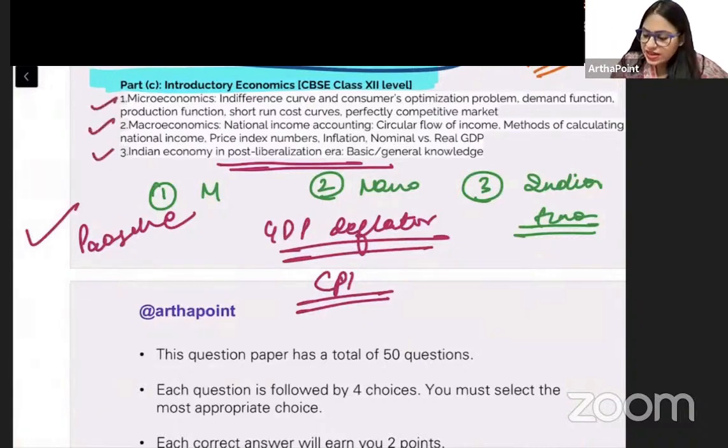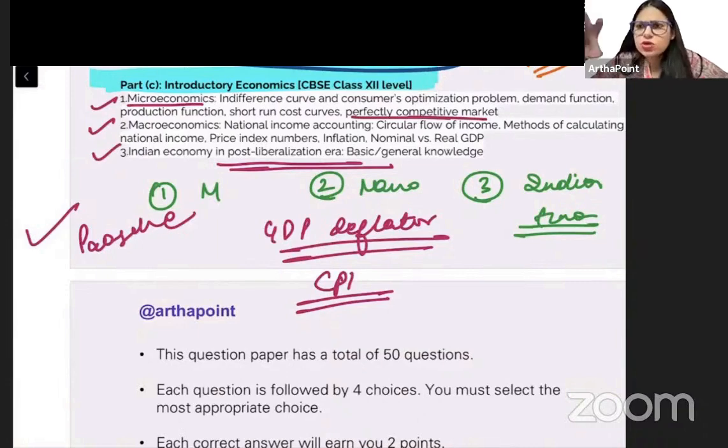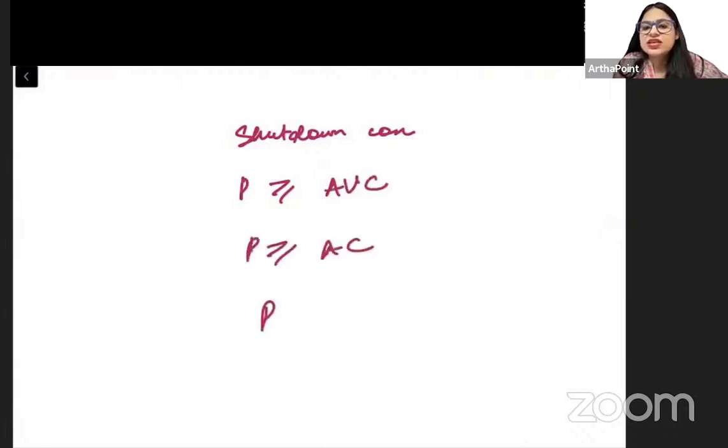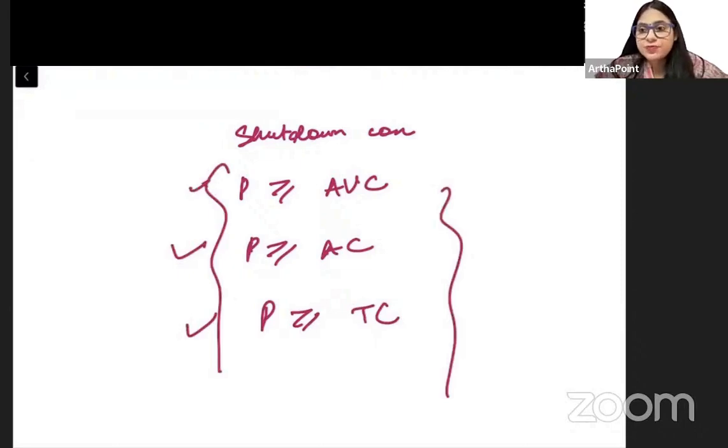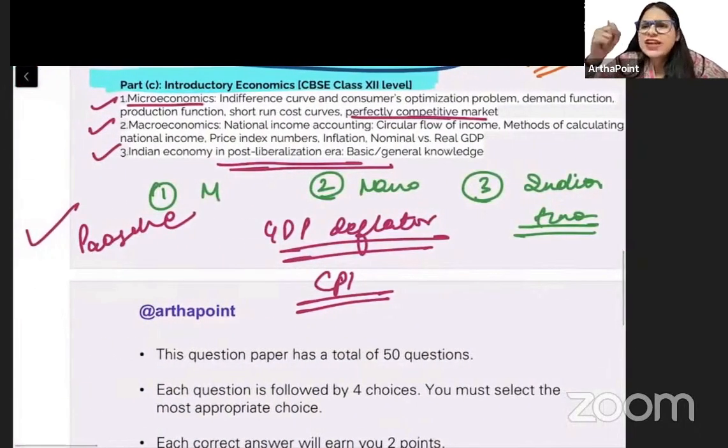Similarly, it clearly tells you that in microeconomics, perfect competitive market is enough. So you don't have to focus on monopolistic or oligopoly in much detail. But in perfect competition, you should know everything. So for example, if I ask you which of the following is the shutdown condition of a firm, you should be able to tell me what the shutdown condition is. Is it P greater than or equal to AVC, P greater than or equal to AC, P greater than or equal to TC? Which of the following is the shutdown condition of the firm? You need to make sure that you are very thorough with whatever is written here. You should know it well.